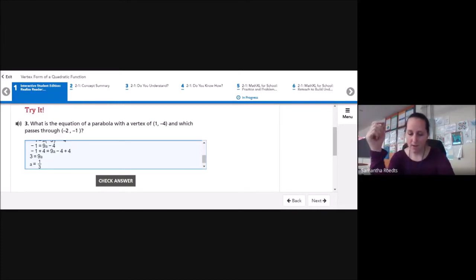Okay. From there, I can then write my equation. So y equals 1/3 (x minus 1) squared minus 4.